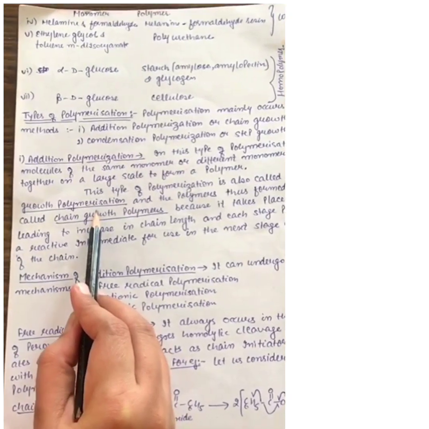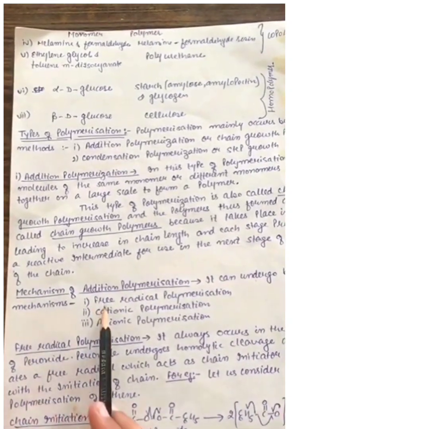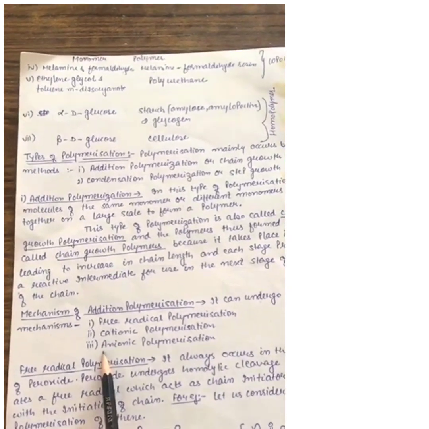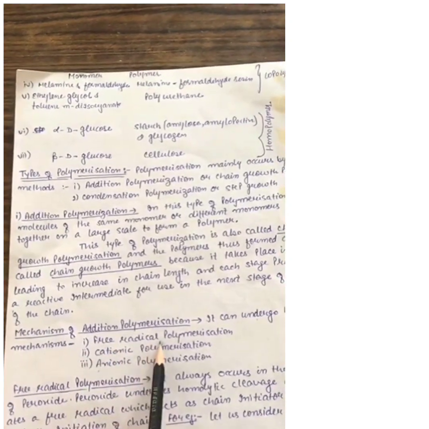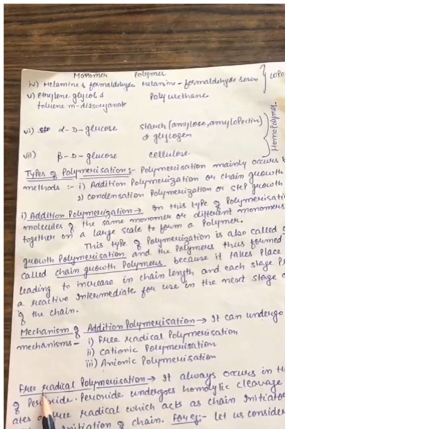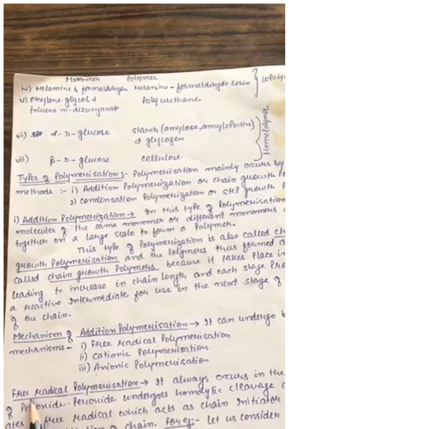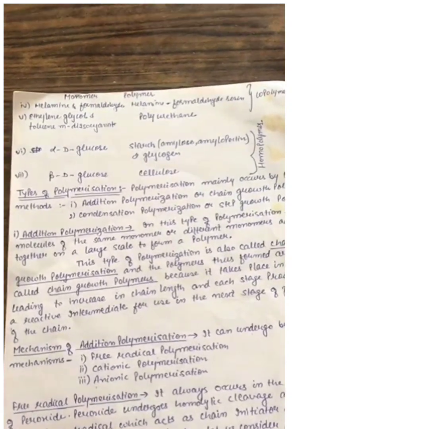Now, how does this process occur? It can occur by three mechanisms: free radical polymerization, cationic polymerization, and anionic polymerization. But in class 12th, we only discuss free radical polymerization. Students, we are very familiar with this mechanism as we already studied it in 11th class also. Free radical polymerization occurs in three steps. The first step is chain initiation, the second is propagation, and the last is termination.